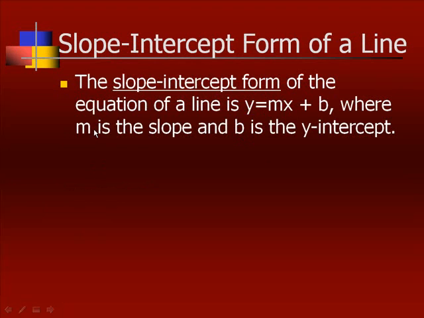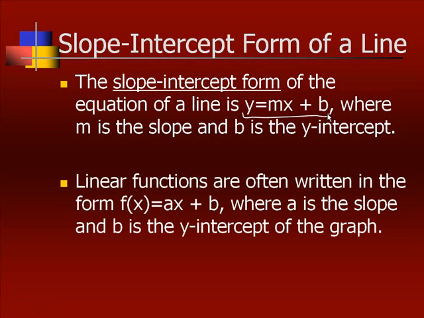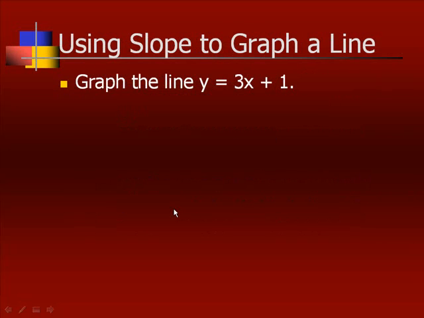Now, what if we know pieces of the graph, but we don't have the equation of the graph? Okay? Well, there's 2 different ways we can find the equation of a line. The first is the slope-intercept form. Okay, the slope-intercept form is y equals mx plus b, where m is the slope and b is the y-intercept. Linear functions are often written in the form f of x equals ax plus b, where a is the slope and b is the y-intercept. Same thing, one uses an m, one uses an a.